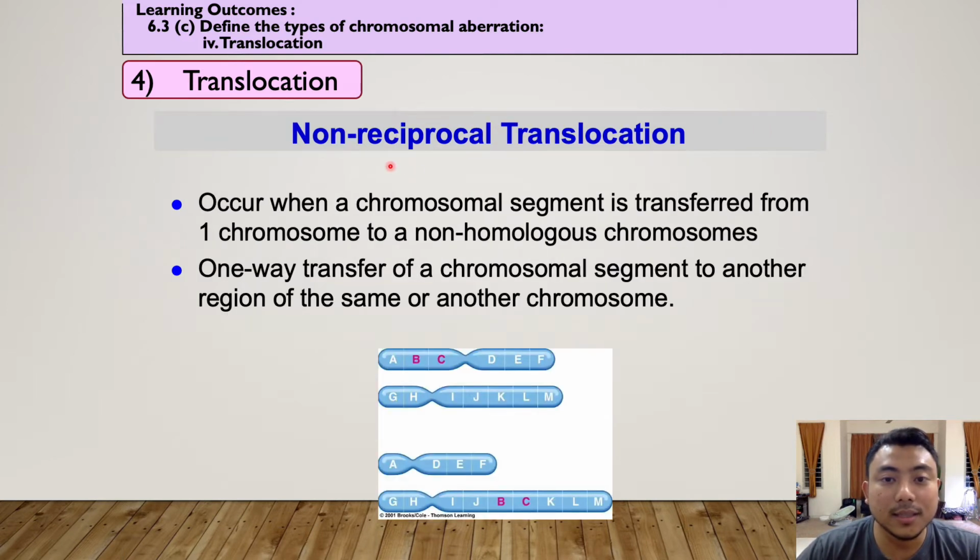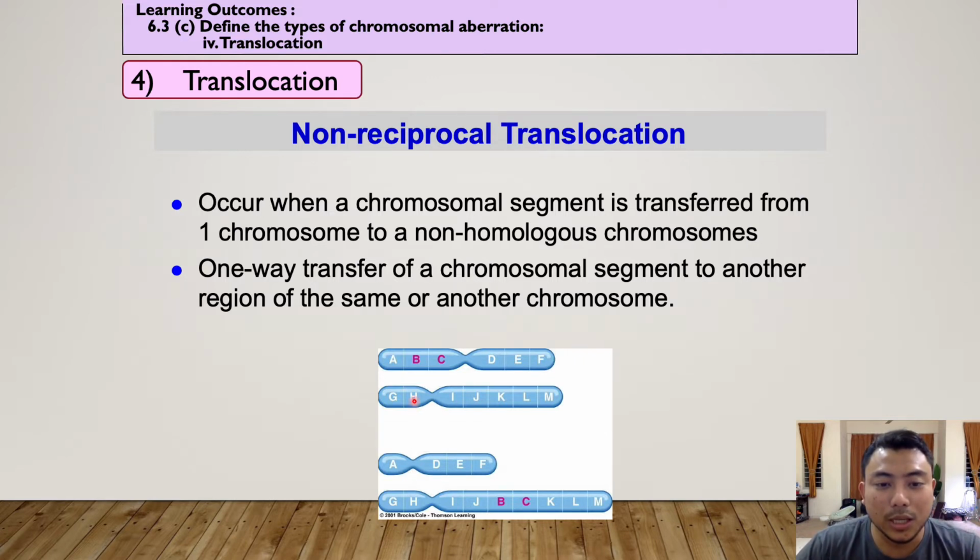Okay, next is non-reciprocal translocation. It occurs when a chromosome segment is transferred from one chromosome to a non-homologous chromosome. Dah, it is a one-way transfer of a chromosomal segment to another region of the same or another chromosome. So dia macam one-way benefit relationship lah macam tu. Hanya seorang yang keep on suka, seorang lagi tak layan pun, tak ataupun tak bagi something pun balik.